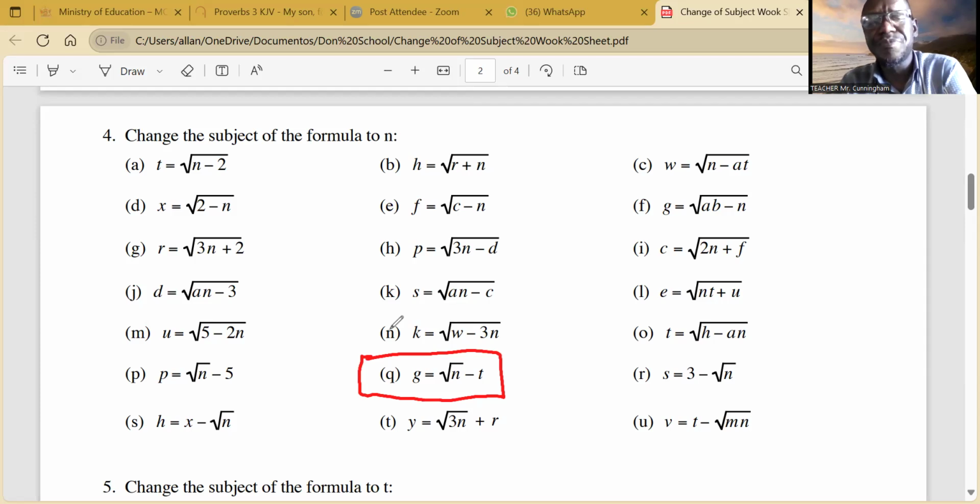So we're looking, Jeremiah, once you see a square root, you work that last, because to remove the square root, you have to square. Or if you had a square, to remove your square, you have to square root. So you're doing the opposites.